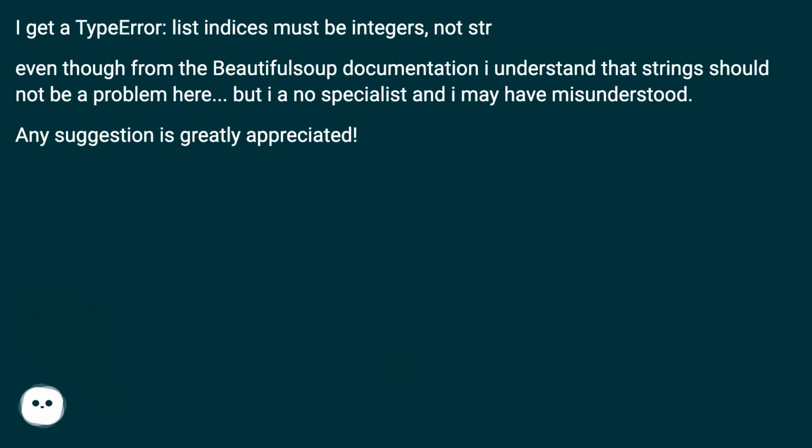I get a type error. List indices must be integers, not str. Even though from the Beautifulsoup documentation I understand that strings should not be a problem here, but I am no specialist and I may have misunderstood. Any suggestion is greatly appreciated.